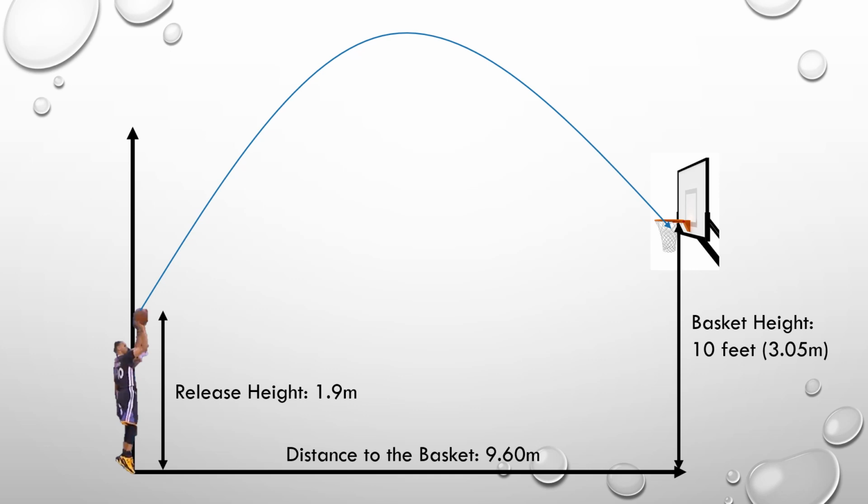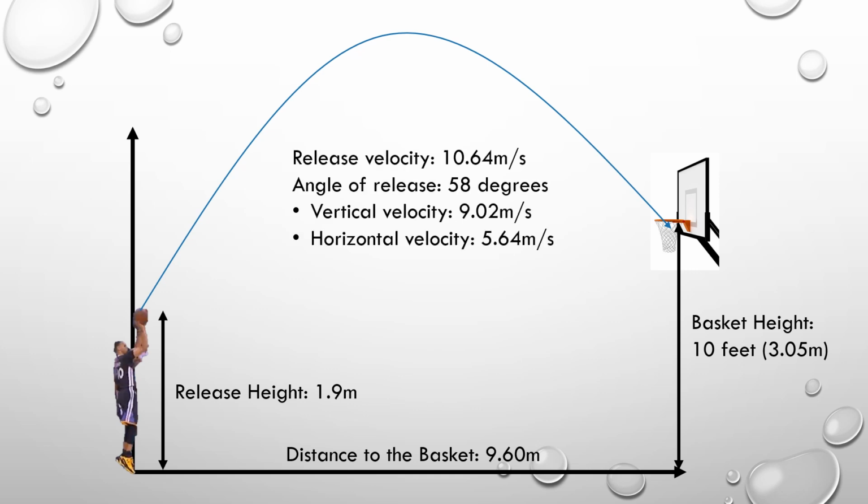And lastly, how fast was the ball released? The release velocity was 10.64 meters per second at an angle of 58 degrees. So you'll learn how to do this a little bit later on, but for now, let's just say that the vertical velocity is 9.02 meters per second. That means how fast the ball travels upwards. And the horizontal velocity is 5.64 meters per second. That means how fast the ball travels to the right.